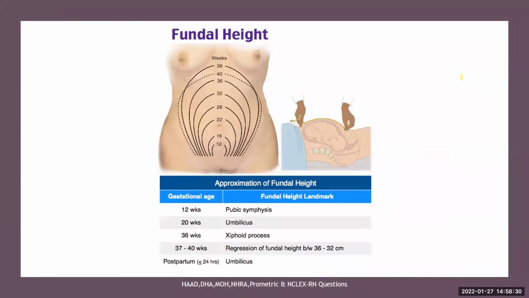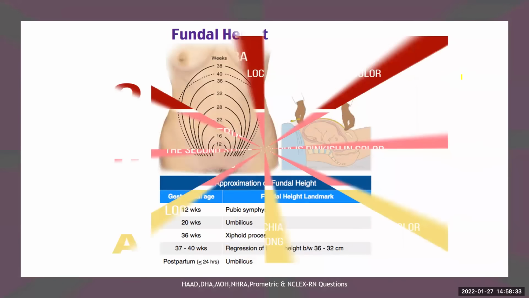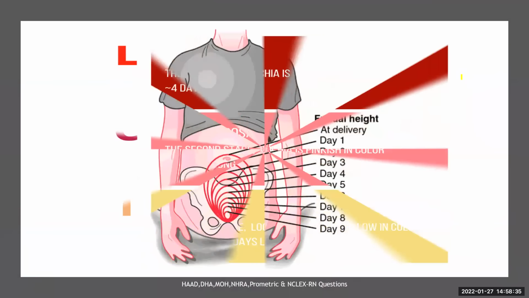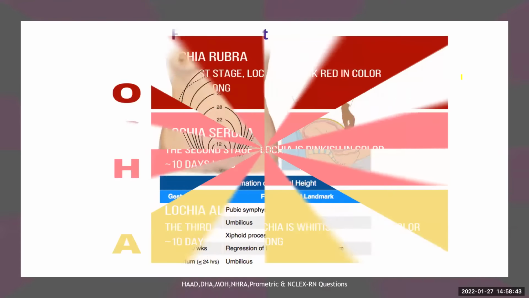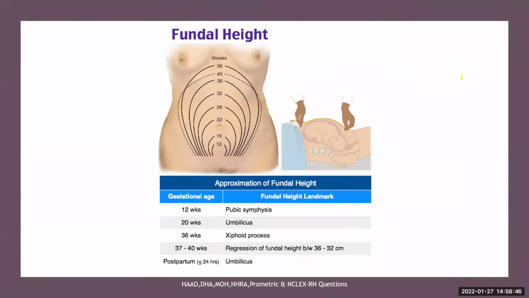This is fundal height during pregnancy. Initially, we discussed fundal height after delivery, which indicates involution of uterus. Next, what I am discussing is fundal height during pregnancy. At the 12th week of gestation, the fundus will be at the symphysis pubis. At the 20th week of gestation, at the umbilicus.